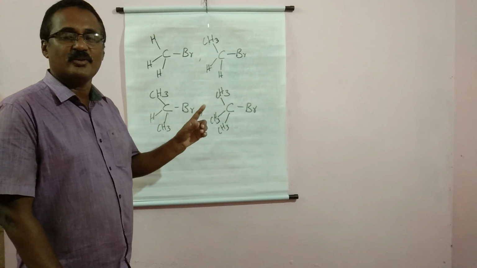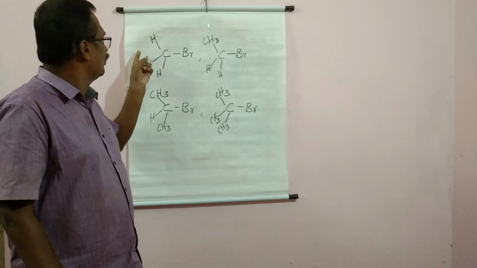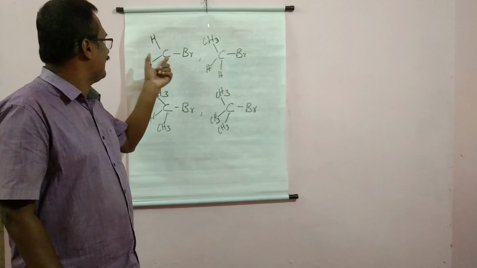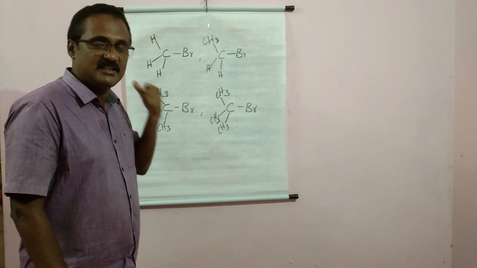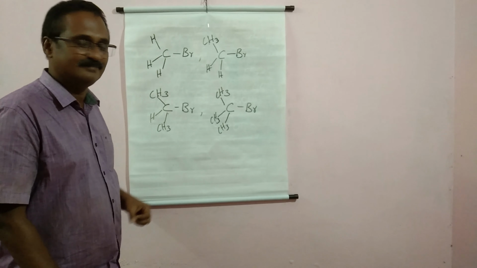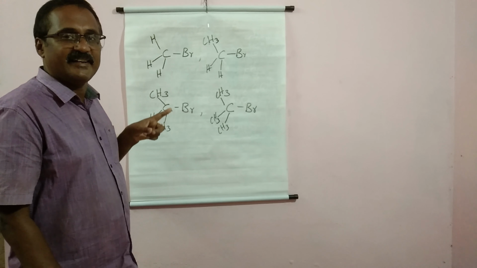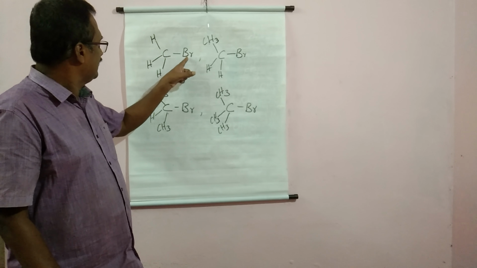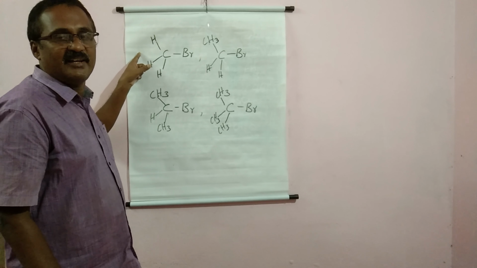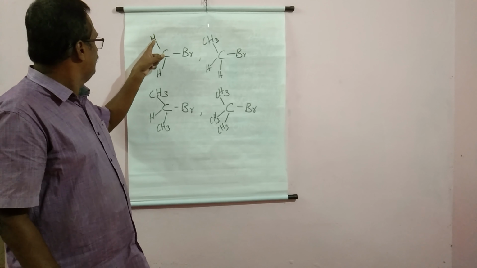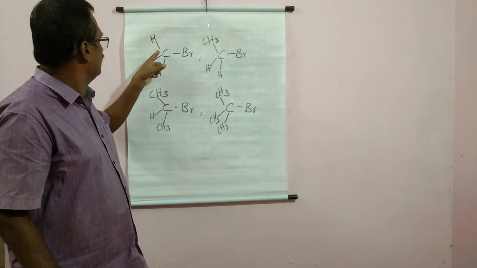SN2 reaction is a single stage process where both the leaving group and the nucleophile attach to the same carbon atom at the same time. SN1 reaction is a two-stage process where a carbocation is formed. Consider the case of methyl bromide. When the nucleophile attaches, the Br has a partial negative charge and the nucleophile also has a partial negative charge. Since these three hydrogens are small, the nucleophile can approach the carbon atom.